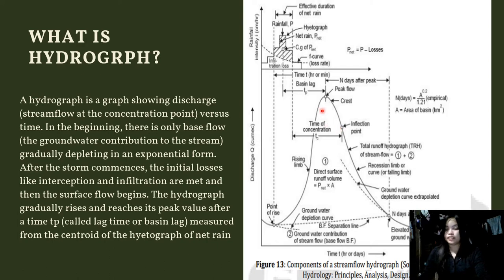the falling limb. The falling limb is a river runoff, the amount of water that flows in a particular river or in a particular place at a particular time. You can see here in the x-axis is the time. It could be hours or days or minutes, it depends. And the y-axis is the discharge and the rainfall. So you can see this is the chart of a hydrograph of a rainfall. The basin lag is the difference between the rainfall and the discharge.